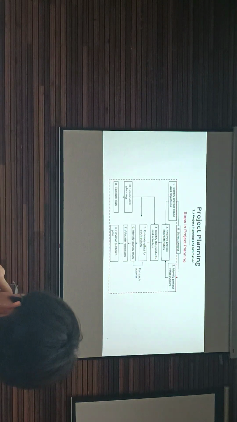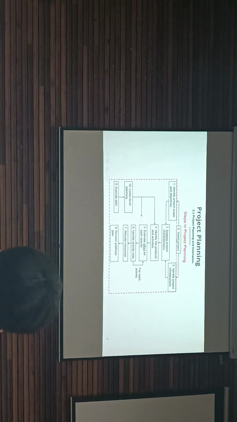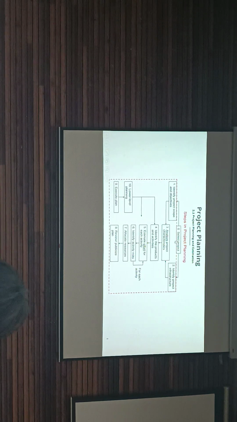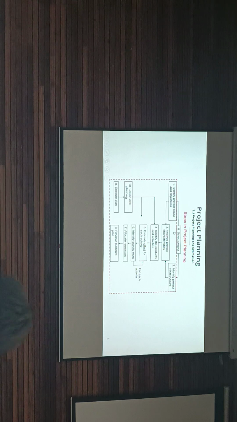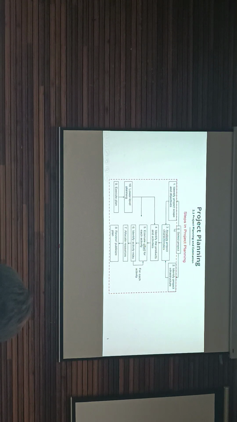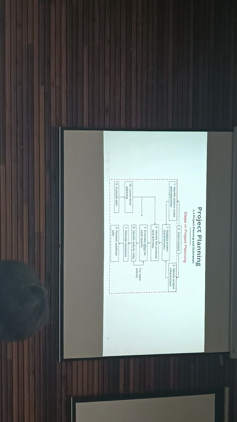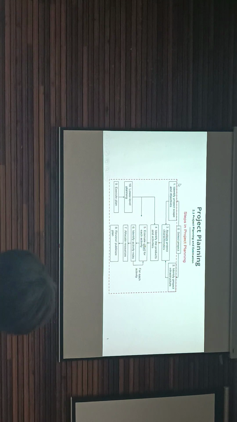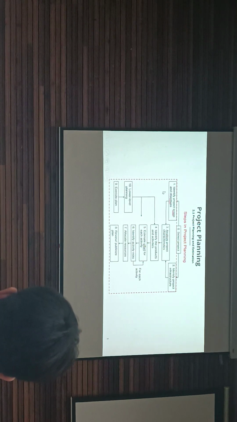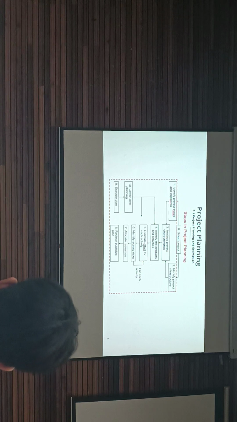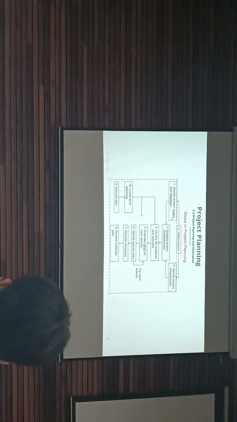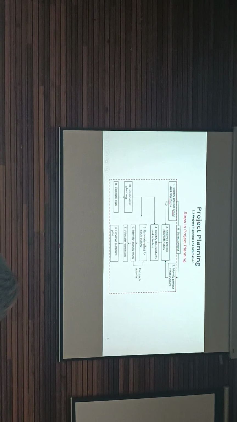Project planning, what are the steps? Step zero: a project has been selected. Next is to identify project scope and objective. Number one, identify project scope and objective. Scope is all the work that you have to do. Whatever you do, you have to meet the project objective. All the work here is supposed to meet the project objective.